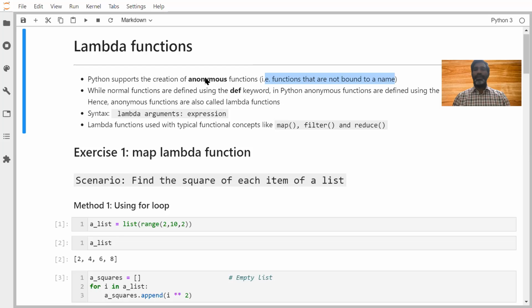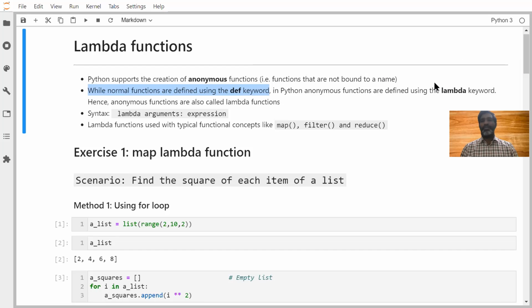Without reusability, anywhere you want function behavior, at that moment, you can take help of Lambda functions. You want the function behavior and you don't want to reuse it, then you can go for Lambda functions. While normal functions are defined using def keyword, in Python, anonymous functions are defined using the keyword called Lambda. Hence, anonymous functions are also known as Lambda functions.